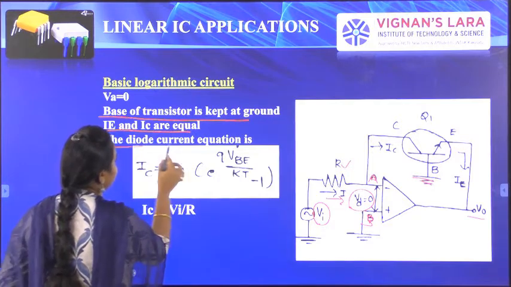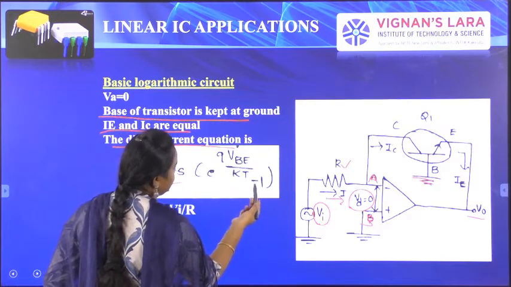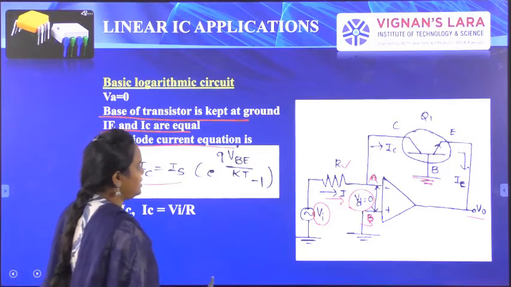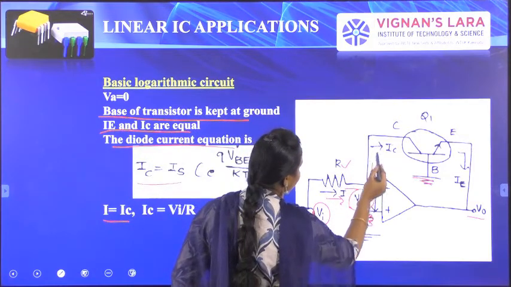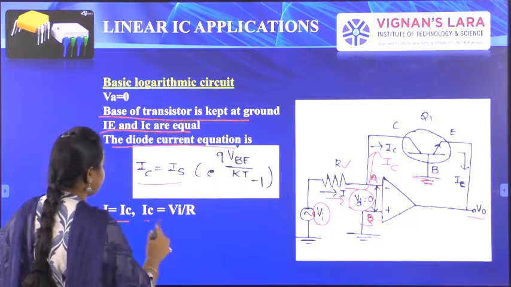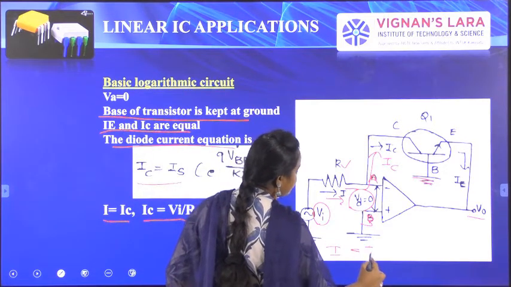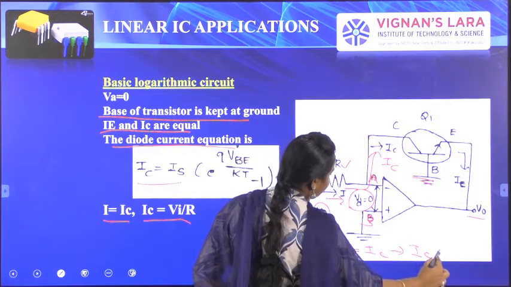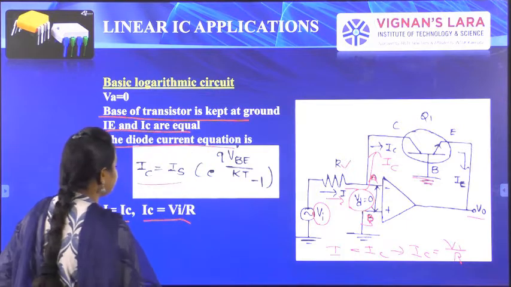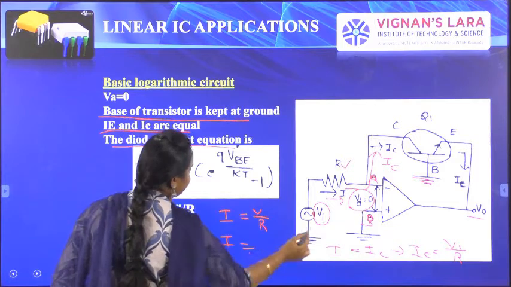The diode current equation is given as IC equals IS of e power q VBE by KT minus 1. So here I equals IE, and the current flowing along this direction is IC, and IC equals VI by R. Putting IC in place, IC is VI by R. You already know the current formula, V equals I R. So here I equals VI by R.